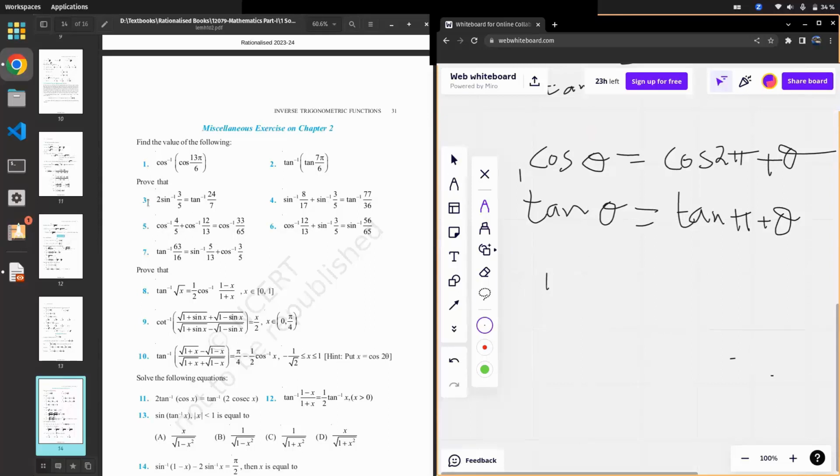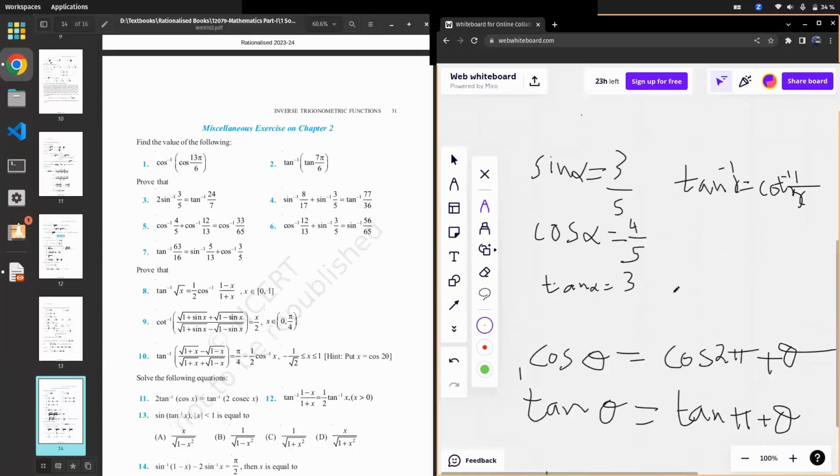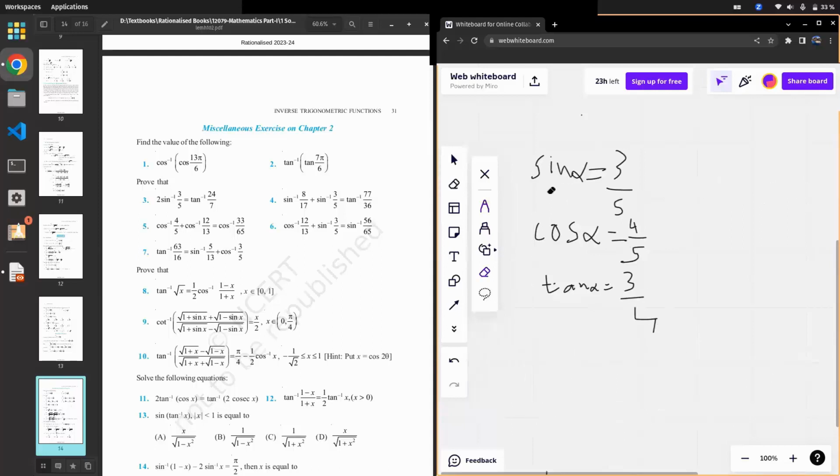Next, we'll go down. We have to prove that 2 sin inverse of 3 by 5 is equal to tan inverse of 24 by 7. So I think it will be better if we convert the sin inverse 3 by 5 into some tan. I think we have done this above. If we think that sin alpha is equal to 3 by 5, we'll get cos alpha by using the formula root of 1 minus sin square alpha. So we'll get the value of cos alpha as 4 by 5. So dividing sin alpha and cos alpha, we'll get the value of tan alpha.